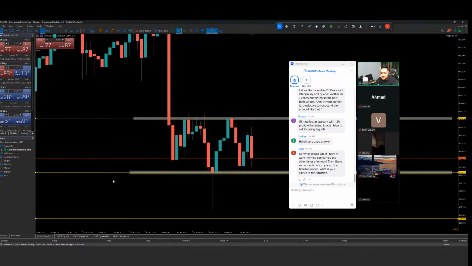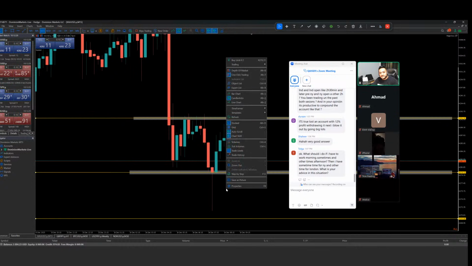Better to wait for the candle close. Yeah, I'm waiting for the 15-minute candle to close. But the way it's pushing to the downside. We'll see. Look at this one. It's the opening of the London session, and depending on the London session, it's showing me some kind of opportunity there.